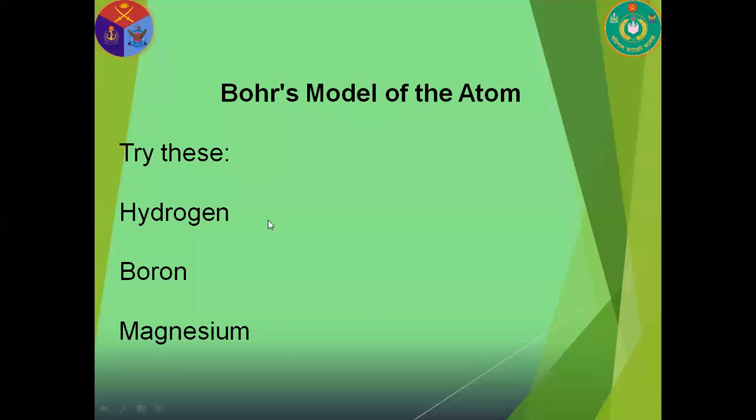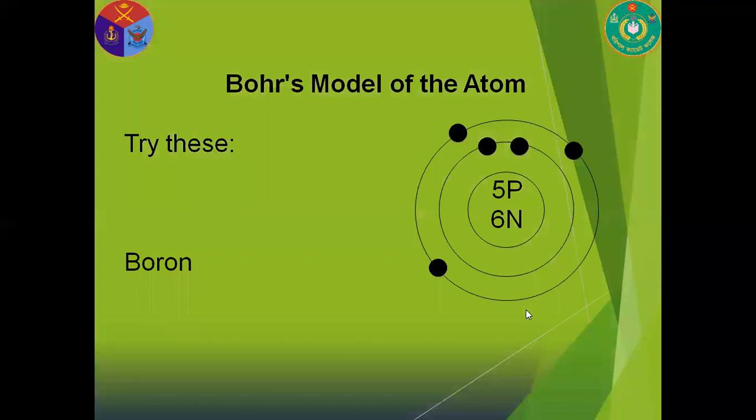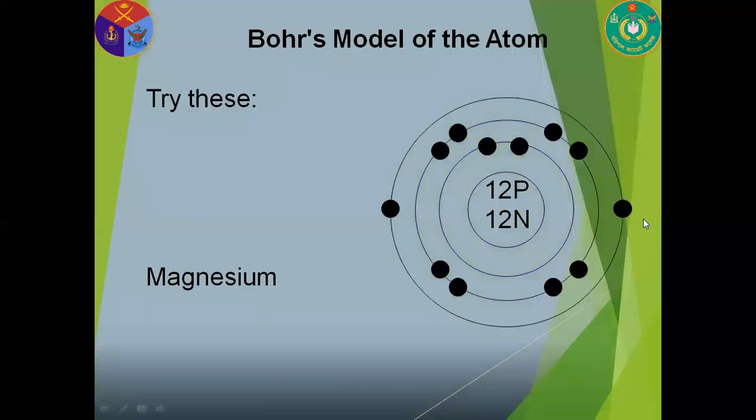Now, dear cadets, draw the electronic configuration of hydrogen, boron, and magnesium. In the case of hydrogen, in the first orbit, only 1 electron. In the case of boron, there are 5 electrons: in the first orbit 2 and the next 3. In the case of magnesium, there are 12 electrons: in the first 2, next 8, and in the higher shell 2 electrons are revolving.